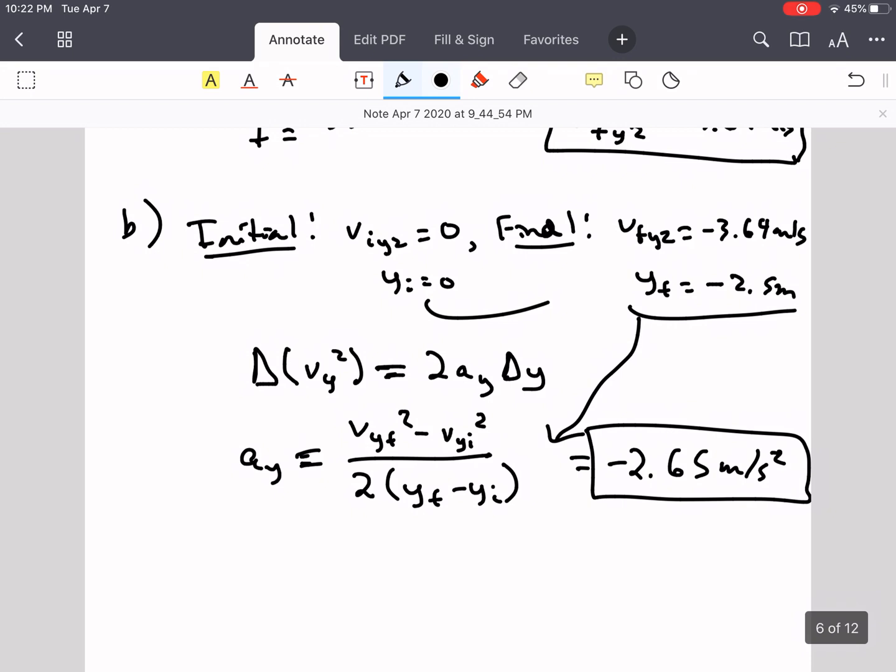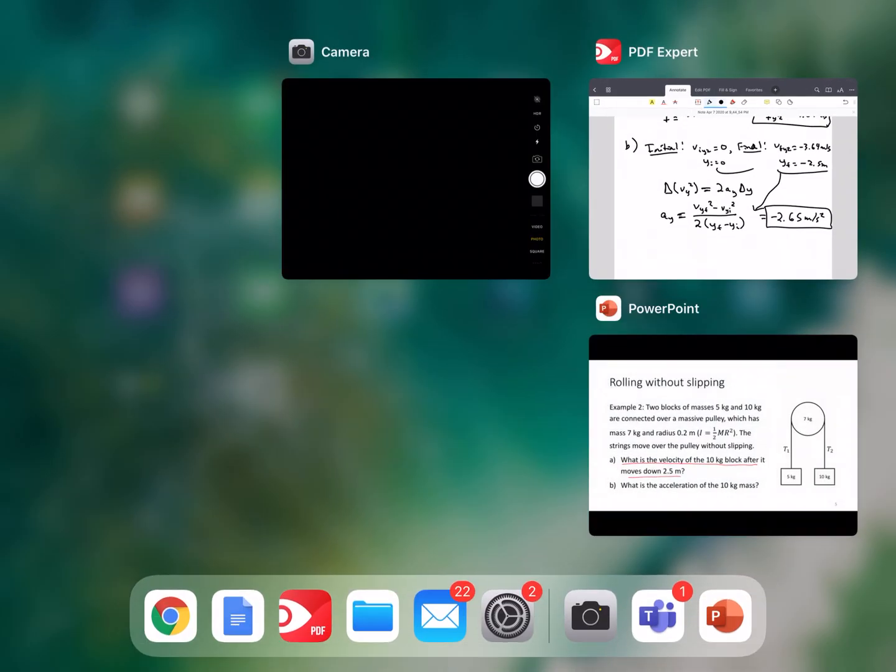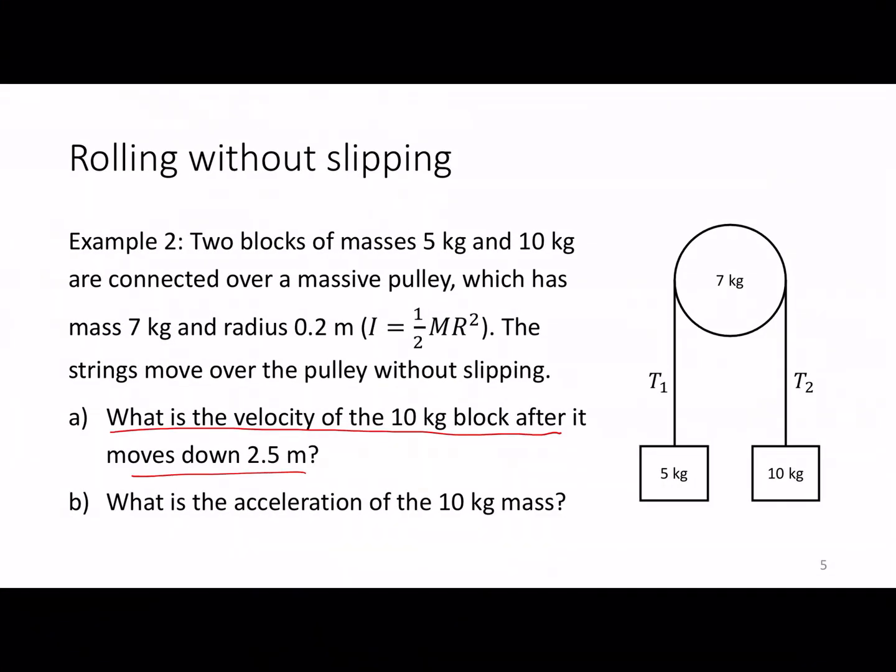So if you had solved the problem using Newton's laws, you would have already had this. But if not, it's really not so bad. Just a couple of line calculation. So there we go. That is how to use conservation of energy with rolling without slipping to solve these types of problems. So now let's see a couple more examples of this.